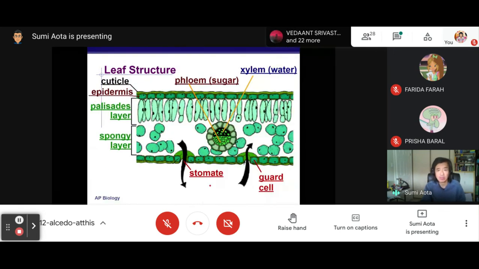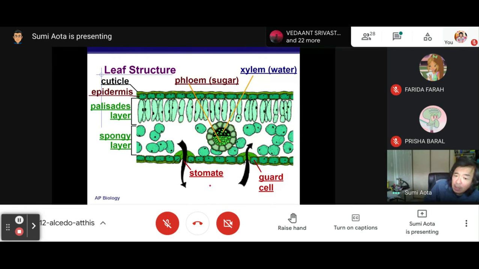Remember I said you should know the parts of a leaf. That's because it comes into play now. So you've got the cuticle, which is the waxy layer on the outside. Then you've got the upper and the lower epidermis. And then you've got 2 layers. One is called the palisade layer, and the other is called the spongy layer, which has air gaps. And then you've got the vascular bundle, which is basically xylem and phloem cells.